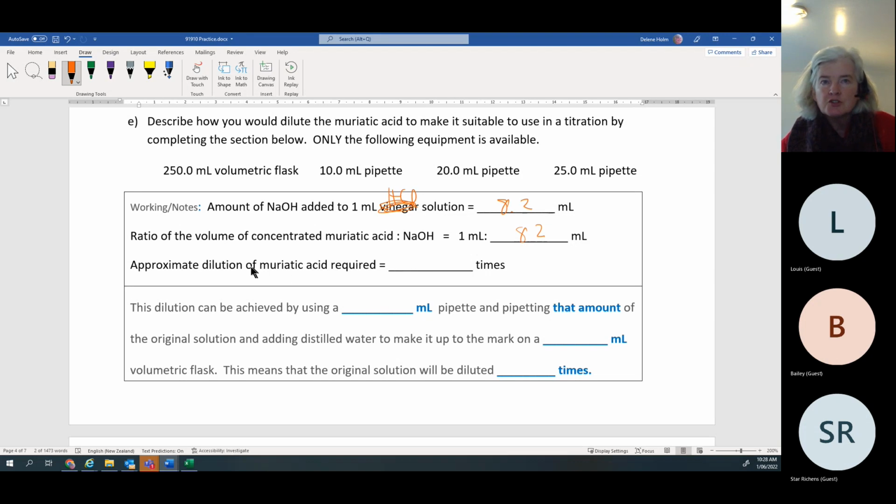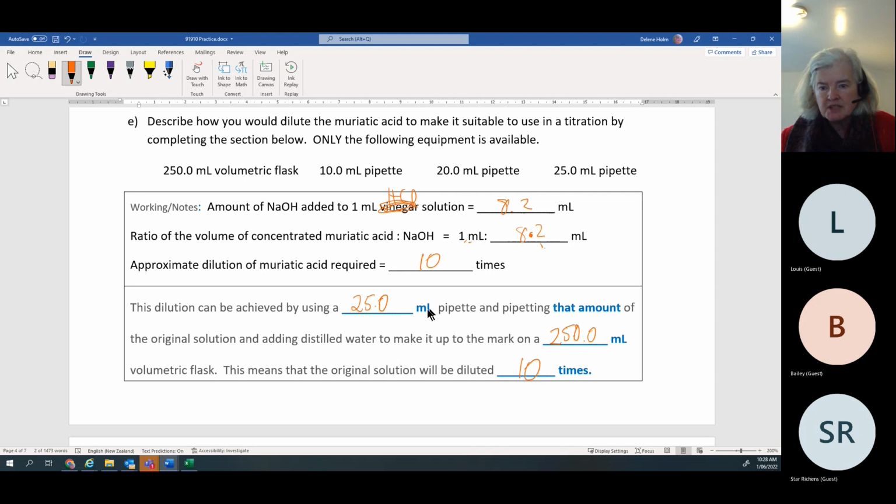So the approximate dilution of the acid is, again, can you see it's about 1, I need to dilute it 10 times because I need to get like a 1:1 ratio. So you would say 10 times. And how can you do this? I can do it by using my 25 milliliter pipette and pipetting that amount of the acid into a volumetric flask. And I need to choose the 250 milliliter volumetric flask. And that means I've diluted it 10 times.